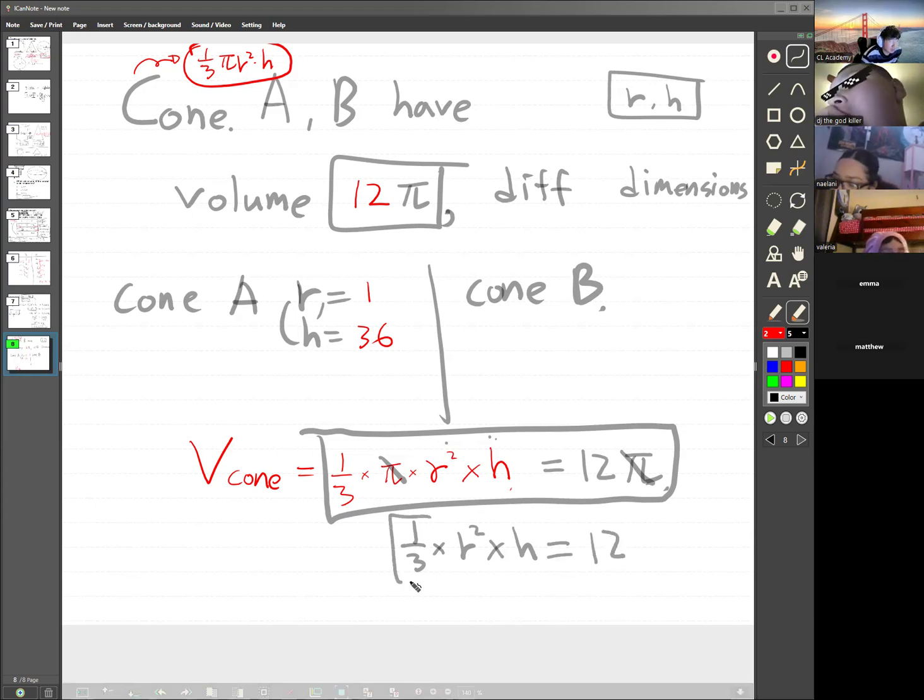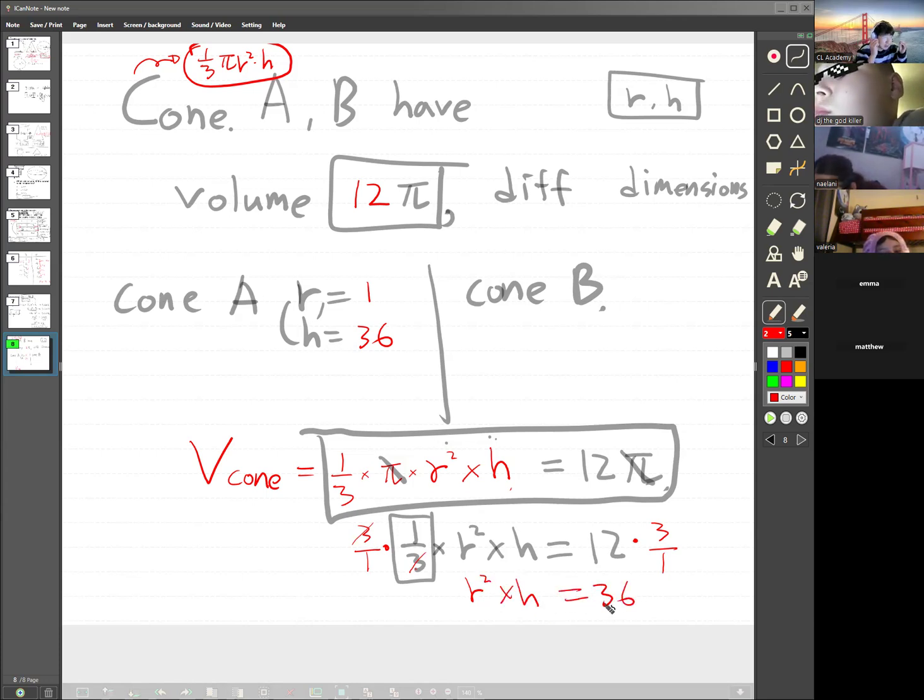Now I want to get rid of this 1/3, so I'm going to multiply by 3/1. Then that cancels out. R squared times height equals 36. So now you need to just think of what makes 36. Wait, I know it. I know it. I know it.